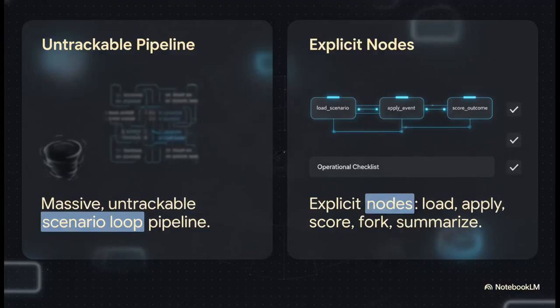And this kind of explicit design applies perfectly to non-LLM workflows too. Break a massive, untrackable scenario loop pipeline into explicit nodes. Load scenario, apply event, score outcome, fork alternative, and summarize results. By doing this, your operational checklists literally become part of your engineering design, and that compact state heavily improves both your performance and your reviewability.